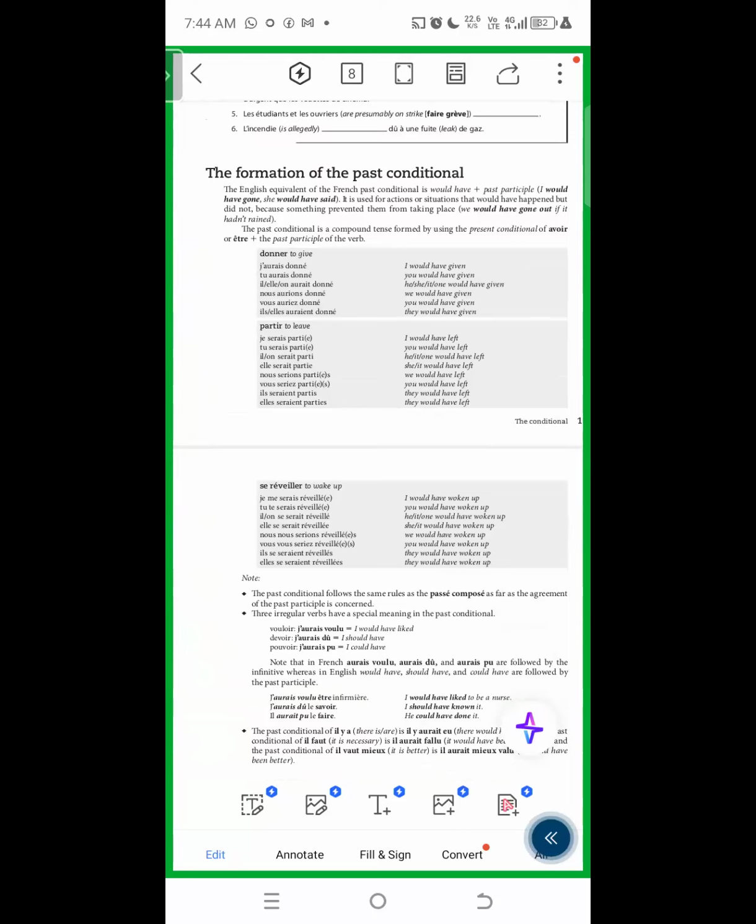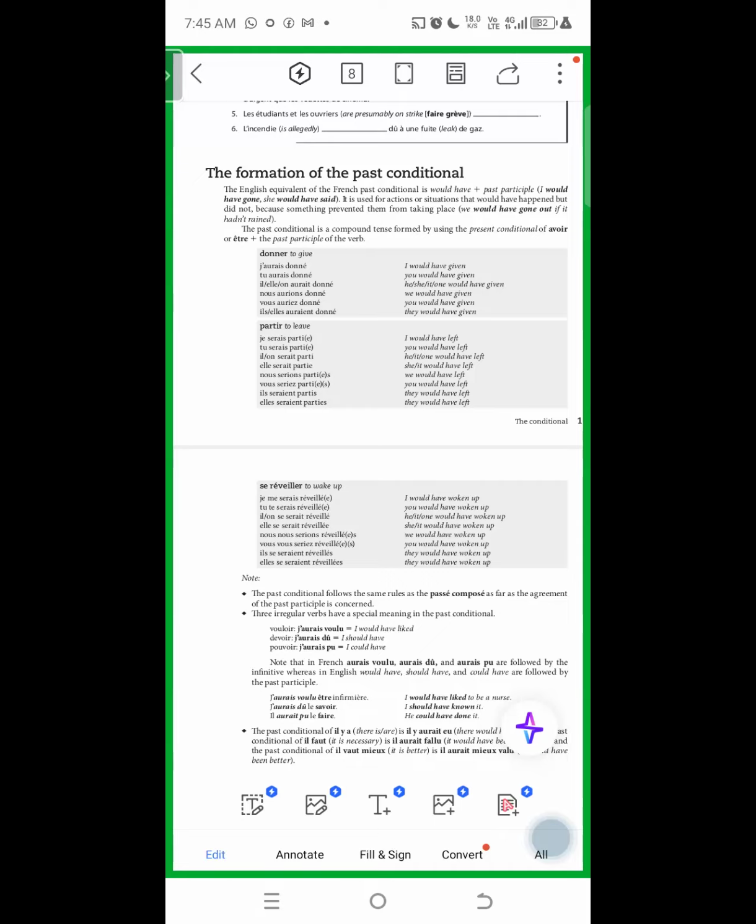Formation of the past conditional. The English equivalent of the French past conditional is would plus have plus past participle. I would have done. She would have said. It is used for actions or situations that would have happened but did not, because something prevented them from taking place. We would have come, but something came about.